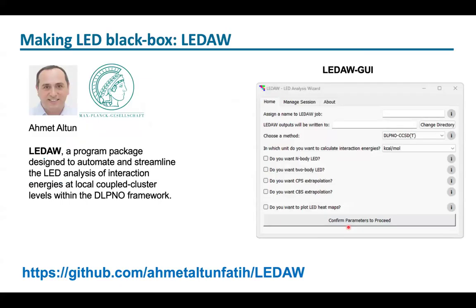And I would like to conclude this part by highlighting the excellent work of a historical collaborator of mine, Ahmed Altun, who single-handedly developed a graphical user interface designed to assist users with the more advanced features of the LED method, from setup to visualization. In addition, Ahmed has written a comprehensive manual, which includes many of the practical tips and workarounds that we devised together when he was a postdoc in my group. So if you are interested in using LED in non-standard and customized ways, I highly recommend checking out his work.